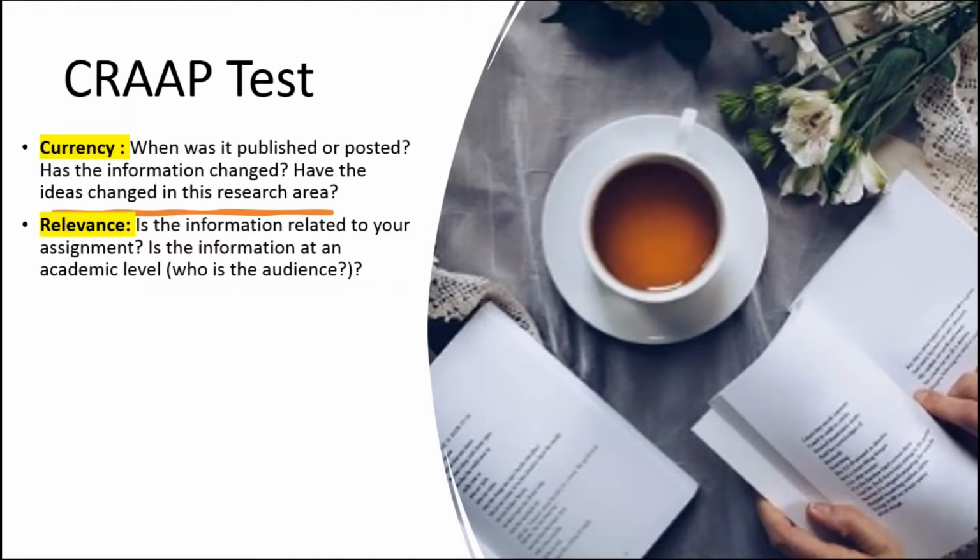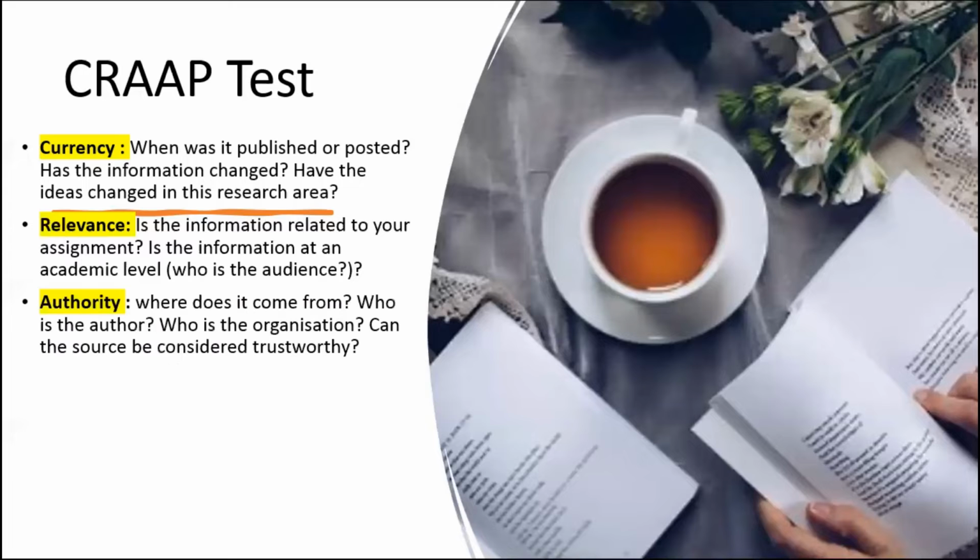The relevance, well, of course, is the information related to your assignments? If it isn't, why are you using it? Also, what level is it? What I mean is, is it written for the general public? Or is the source that you're reading written for a specialist or someone studying it like yourselves? You want to find sources and articles that are relevant to university study, not ones that are relevant to the general public who aren't really going to know a lot about the subject.